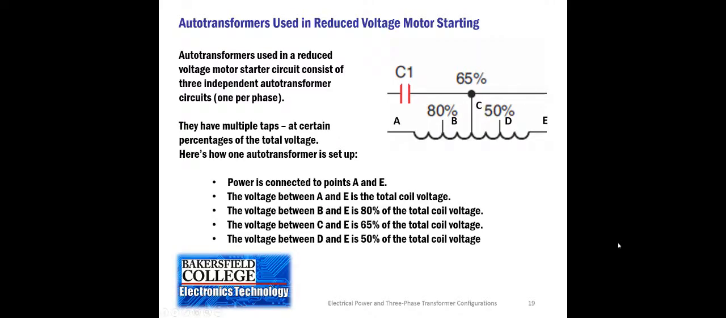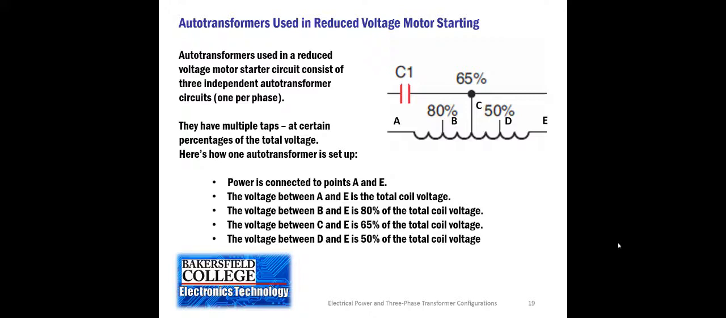So now you know how the autotransformer operates. Here is the application of an autotransformer for reduced voltage motor starting. Remember, we've already looked at this circuit, but I wanted to make sure that you understood how the taps are used in the autotransformer coils. In this particular one, rather than talking about turns ratios, they identified the percentage of the number of turns compared to the total.